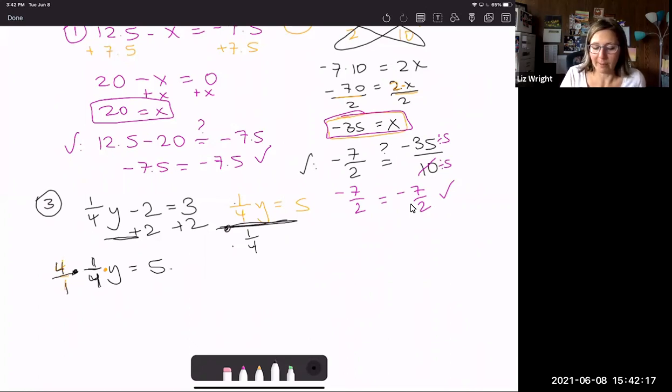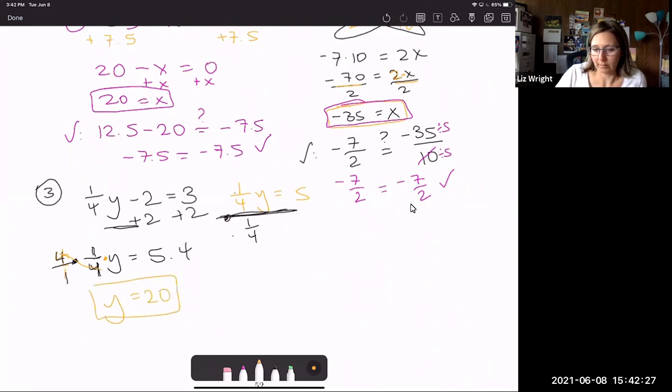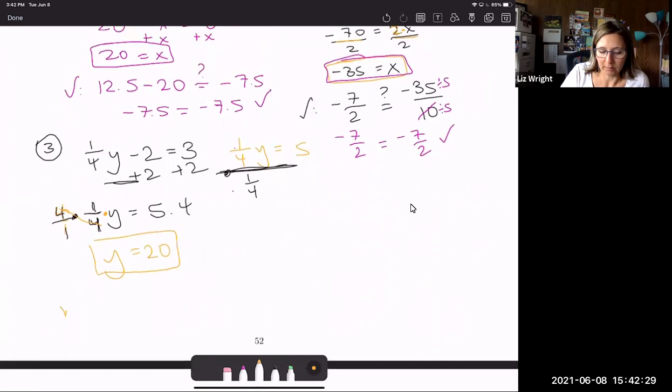All right, so if we multiply by 4 on the left, you multiply by 4 on the right. And we're gonna get, because that crosses out, y equals 20. Now run your check.